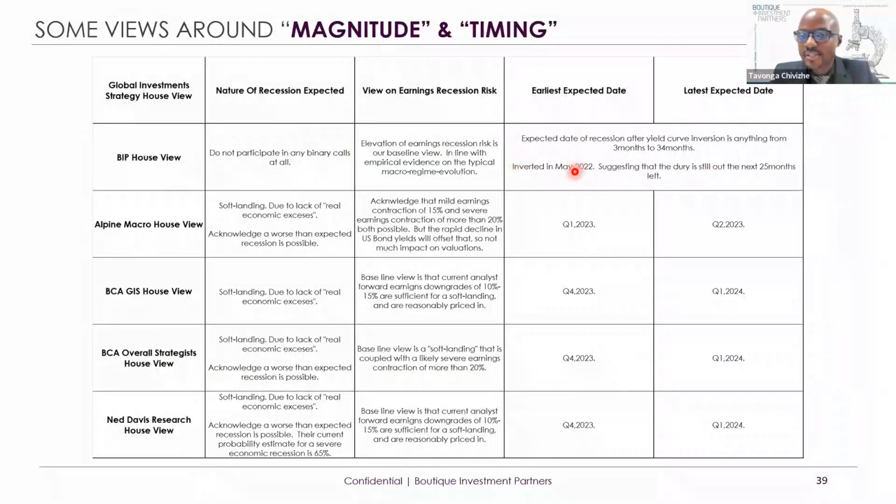And rather look at your re-risking criteria to decide what you need to do from a de-risk position. There is no need to run an overweight equity portfolio like BCA GIS is doing now in case Alpha and Macro is wrong. And there's probably no need to run an overly defensive portfolio in case BCA is wrong. And we've tried to find middle ground in how we are positioning our portfolios.